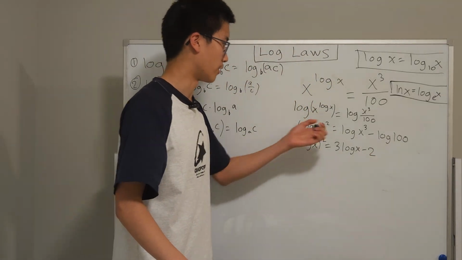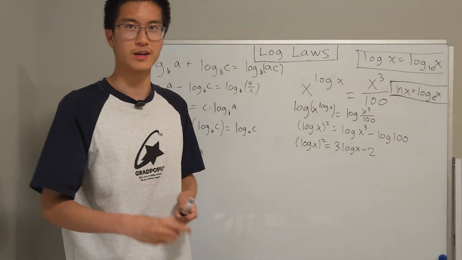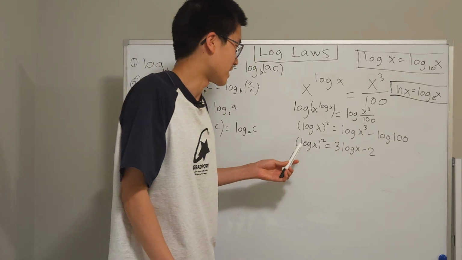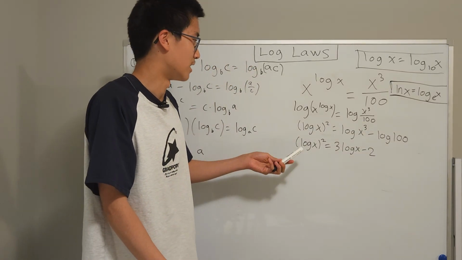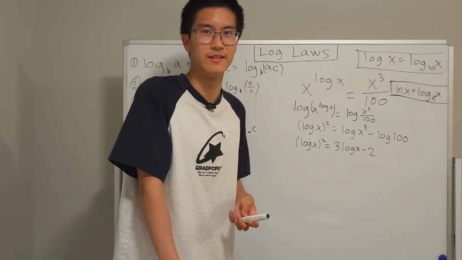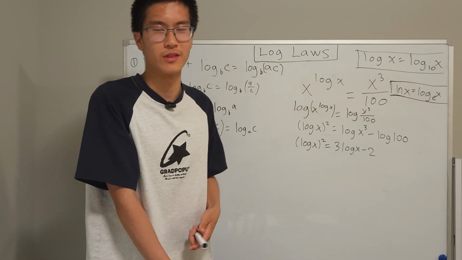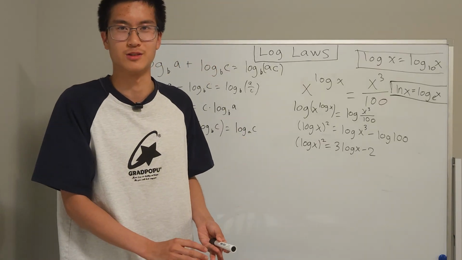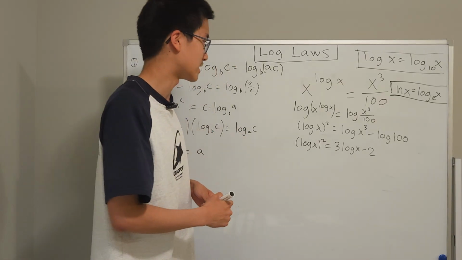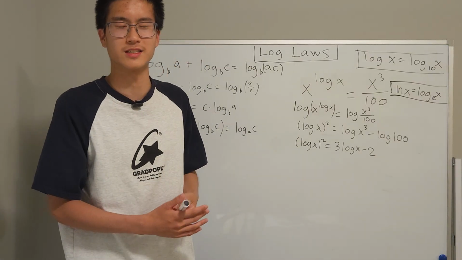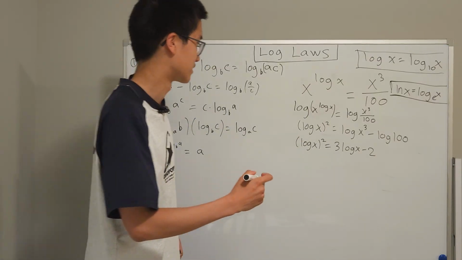And now we move everything over. One thing right here, we also recognize this is actually a quadratic, except the variable is not x, it's actually log x. And if this is not clear to you, you can try substituting log x with any variable of your choice. Let's say we substitute with y, and then you'll see that you get y squared minus 3y plus 2 equals 0. And this is a factorable quadratic.